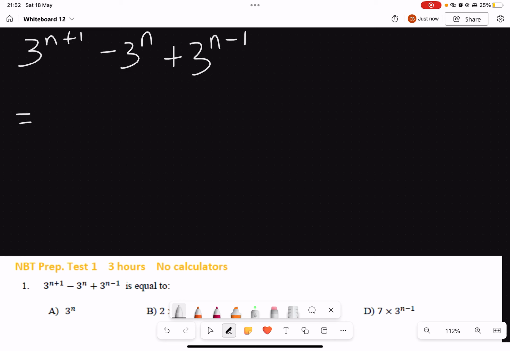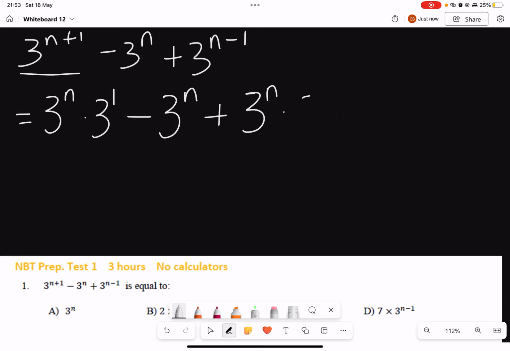Right, so always when you add or subtract exponents, you have to separate them like this. So this one here will separate to 3 to the power n plus 3 to the power 1. Then this one is already by itself. Then we have plus 3 to the power n times 3 to the power minus 1. Right. And remember, ladies and gentlemen, you are not allowed to use a calculator. Calculator is not allowed. They showed you there. Awesome.